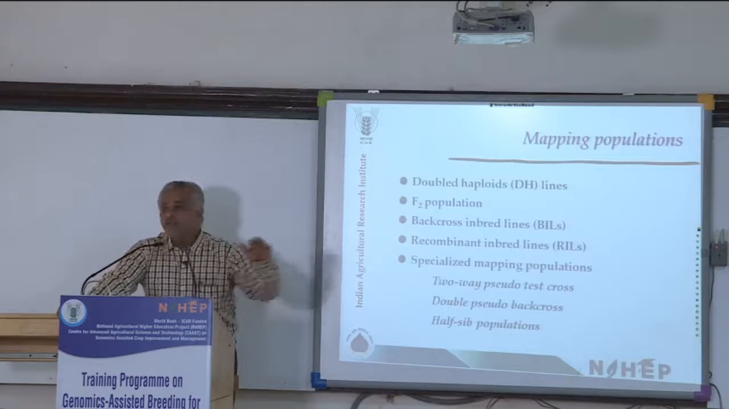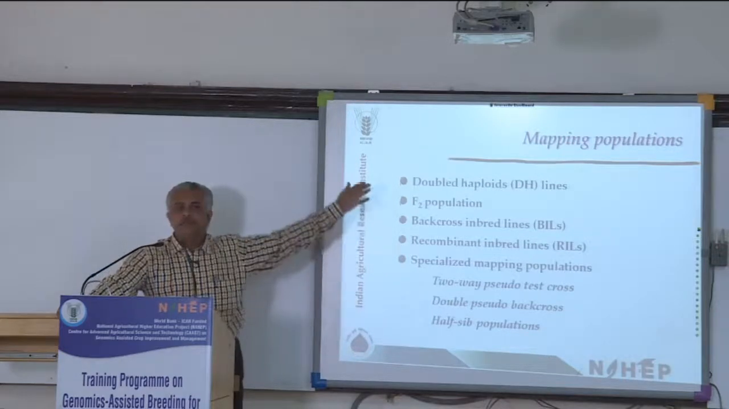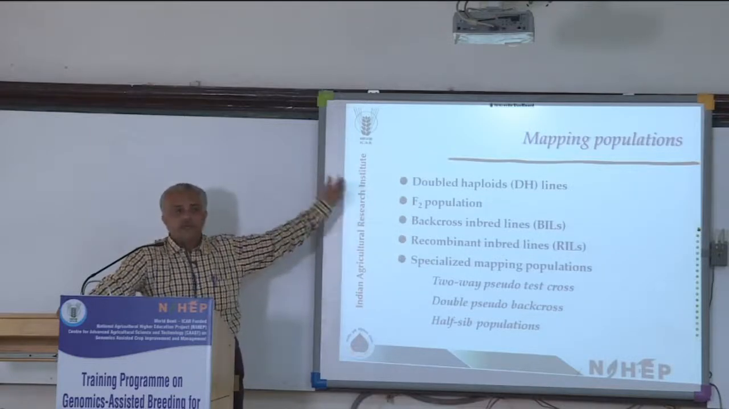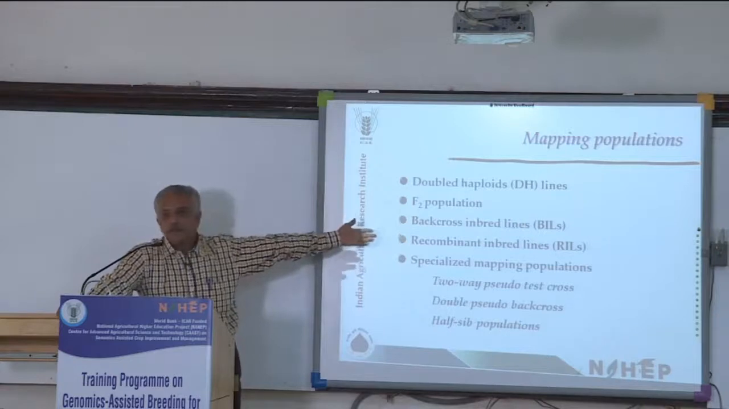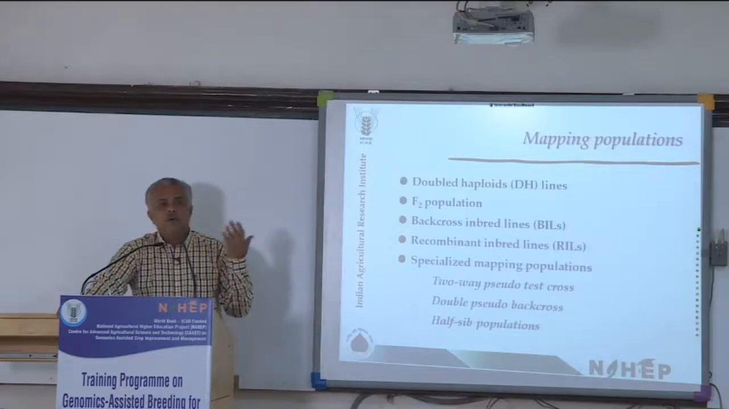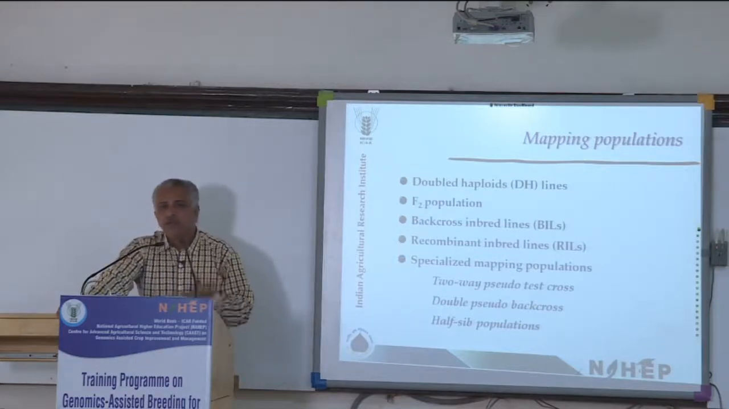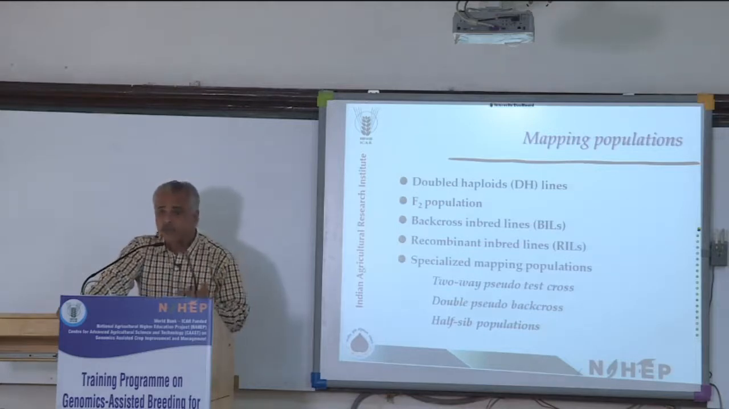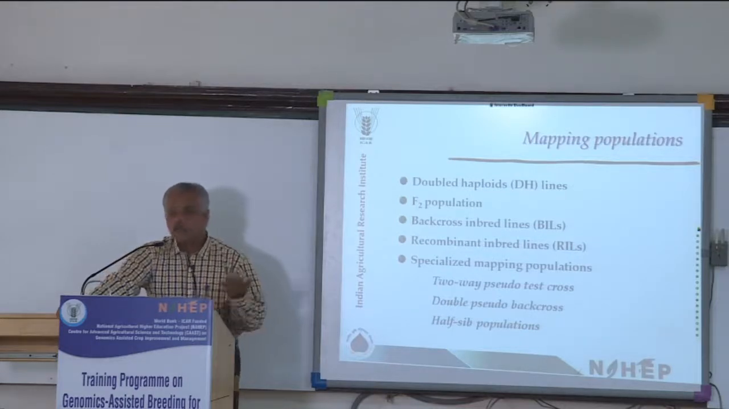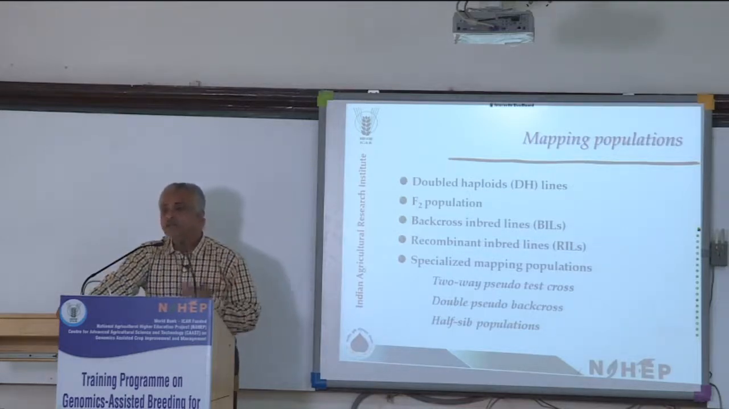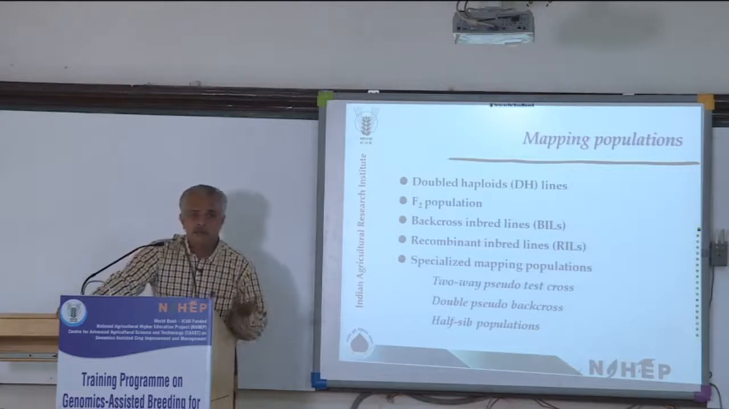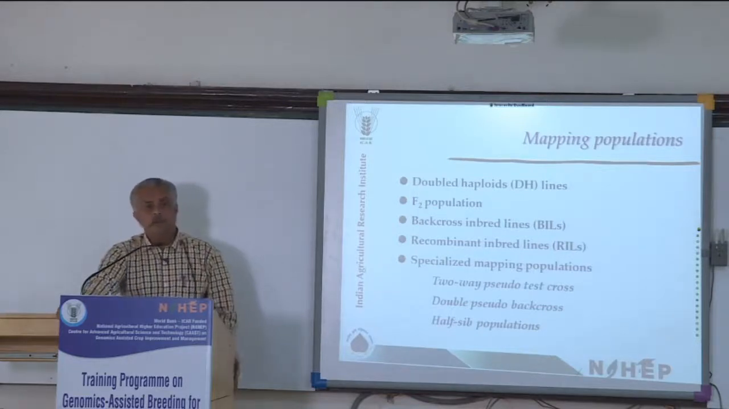Then once you have that, you have several options to make. You can have doubled haploids, you can have F2s, backcross lines, you can have RILs, and so on, right? Yesterday, I think you discussed whether F2 can be used for mapping. F2 can be used for mapping only under specialized conditions, if it can be replicated. Replicated means if they can be cloned, then F2 can be used for mapping. If they cannot be cloned, then it cannot be used for mapping.